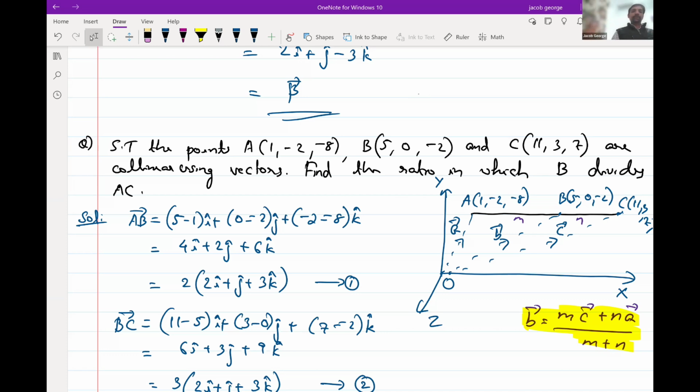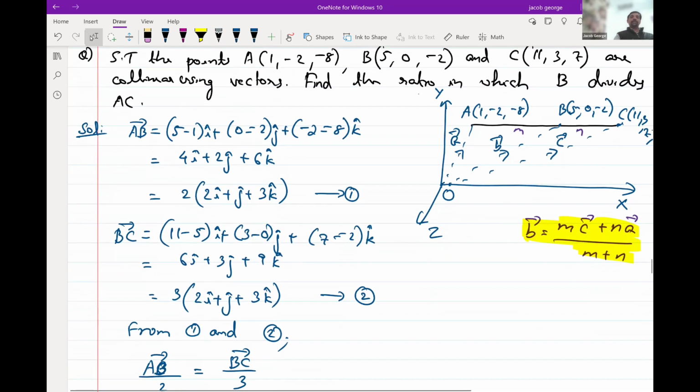Okay. This one purely vector form is written here. Show that the points A, B, C are collinear using vectors. Find the ratio in which B divides AC. Here, pure vector form is written in this part. So first I found AB vector. AB vector, you know, when 2 points are given, it is x2 minus x1 into I cap, y2 minus y1 into j cap, z2 minus z1 into k cap. This way I got AB vector. Then BC vector the same way.